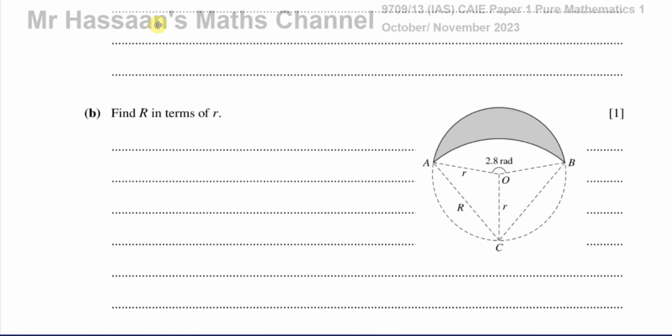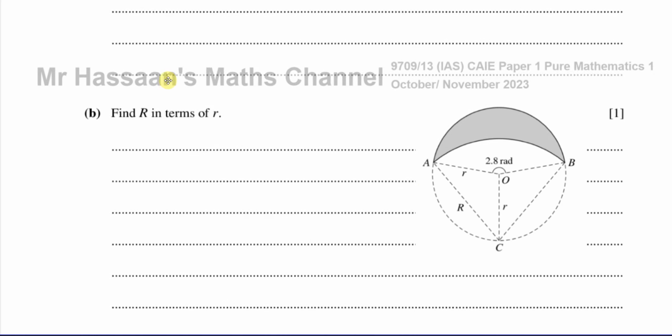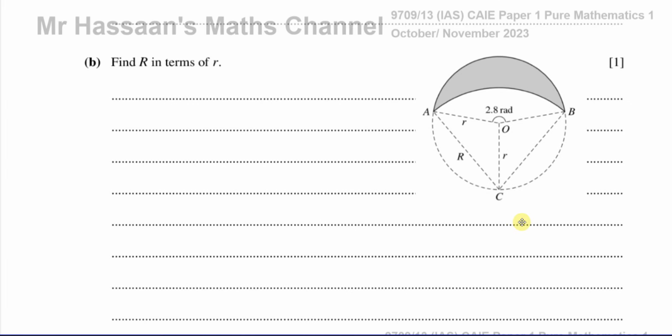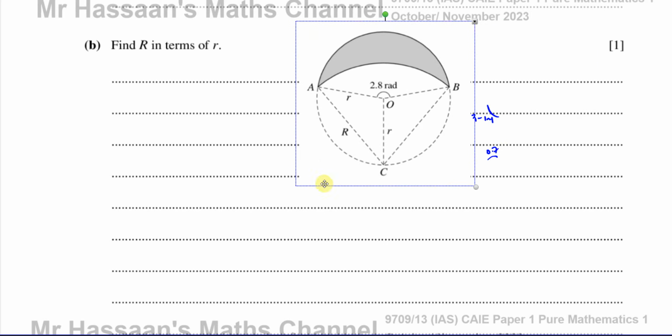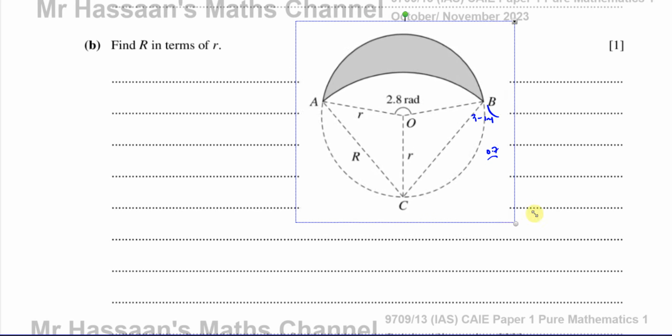Now, for the next part of the question, it says find capital R in terms of small r. Okay, so we've determined that this angle here is 0.7. And we've also determined by our second method there that this angle is going to be, as we said, pi minus 1.4. Okay, that's pi minus 1.4. Let me make this a bit bigger so we got some space to work with. I'll just write that stuff out again in a minute.